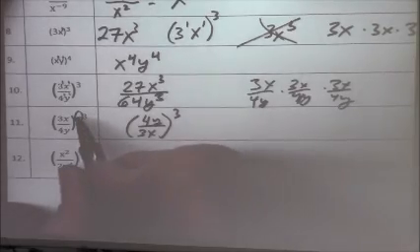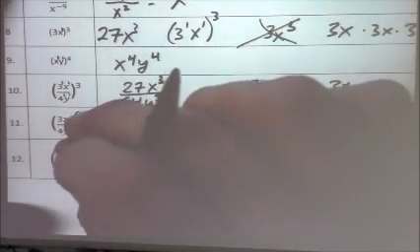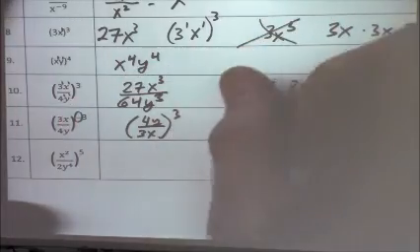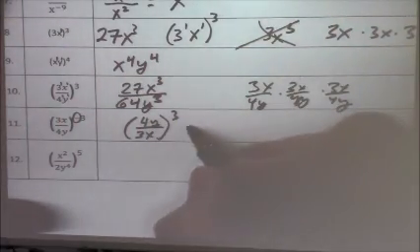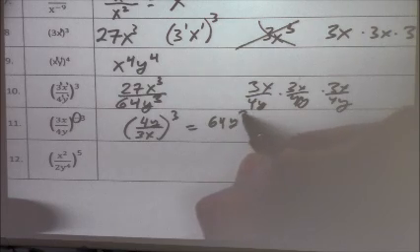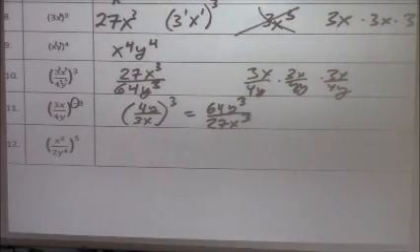So I'm using that mathematical symbol to tell me to make all of them go to the other part of the fraction. Now I can apply the 3 to it. So that's going to be 64y to the third over 27x to the third.